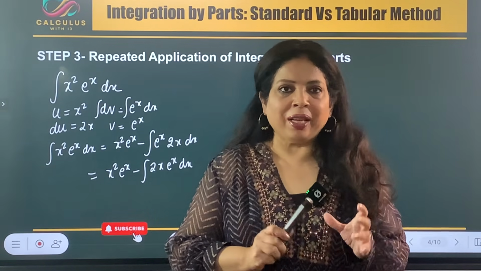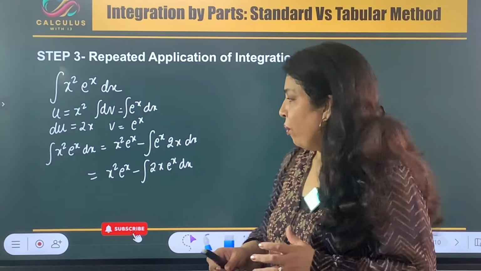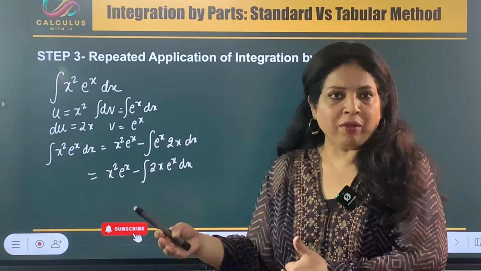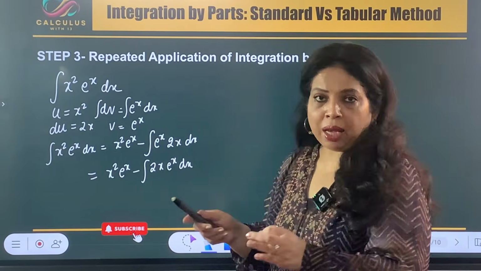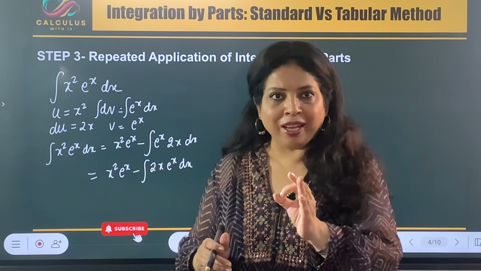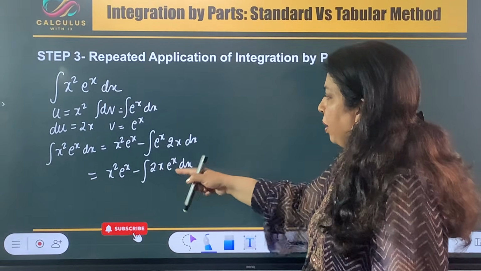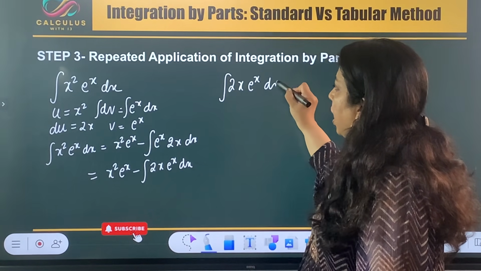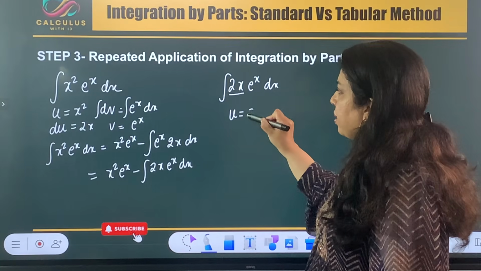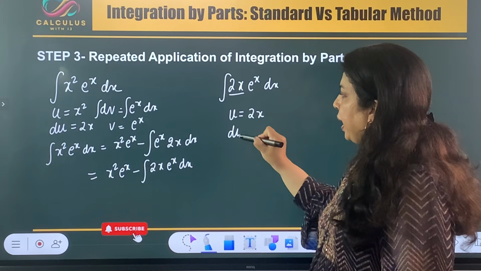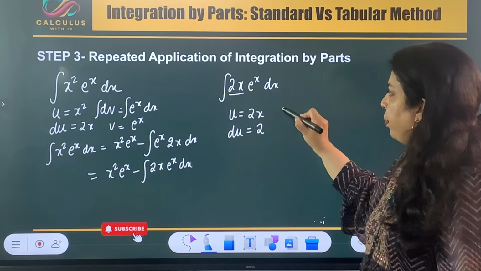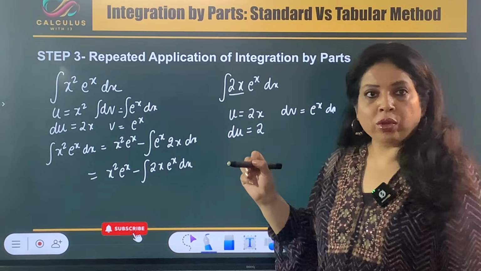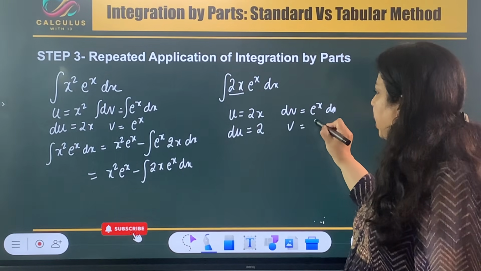Now notice something very important. We again have the product of 2x and e to the power x. That means we must apply integration by parts again. So using the formula again on this part, again u is equal to 2x. On differentiating u, we get du is equal to 2 and dv is equal to e^x dx. On integrating both sides, we get v is equal to e^x.